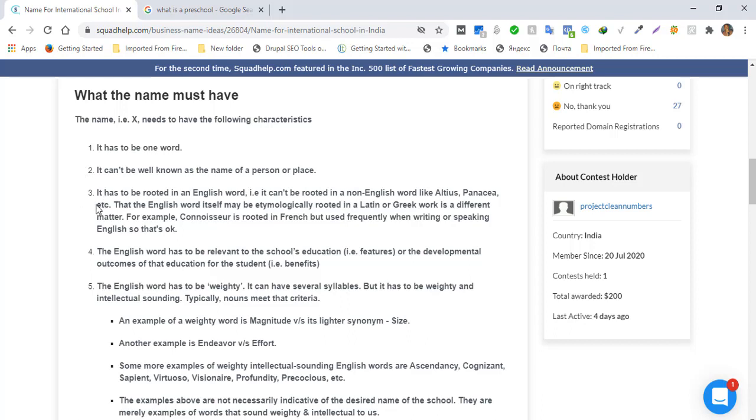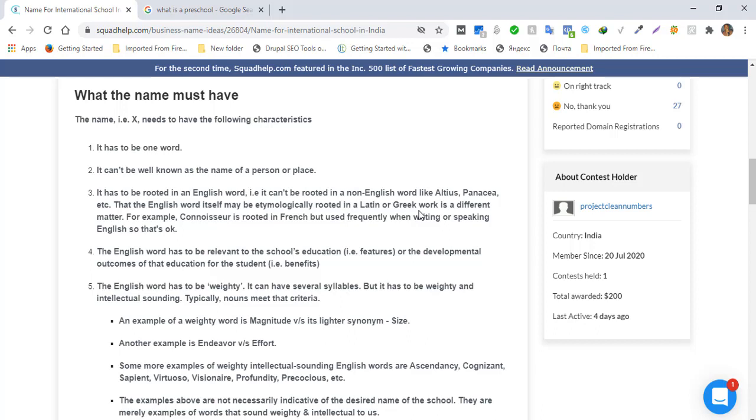So it has to be rooted in an English word. It can be rooted in a non-English, meaning that they don't need anything like Latin, Spanish, French, Greek. No, it has to be rooted in English, like panacea, solution. You understand? They want an English word. That English word itself may be etymologically rooted in Latin or Greek. That means the root might come from Greek.